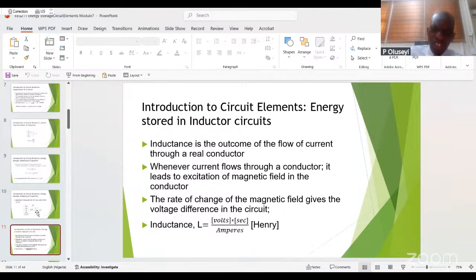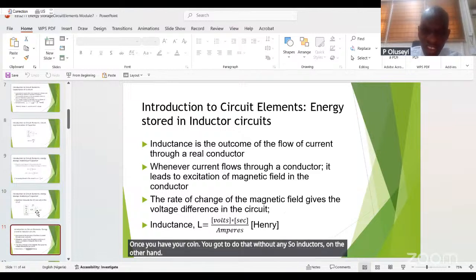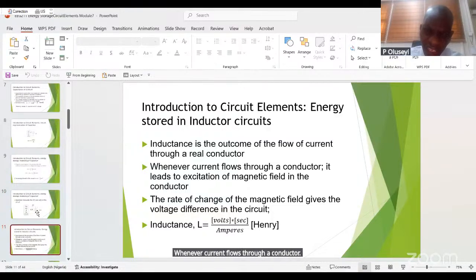So inductance, on the other hand, is the outcome of the flow of current through a real conductor. Whenever current flows through a conductor, it leads to excitation of a magnetic field in the conductor. The rate of change of the magnetic field gives the voltage difference in the circuit. This you already know from your elementary physics. So inductance is L, which equals voltage times second over ampere. That's using the dimension.